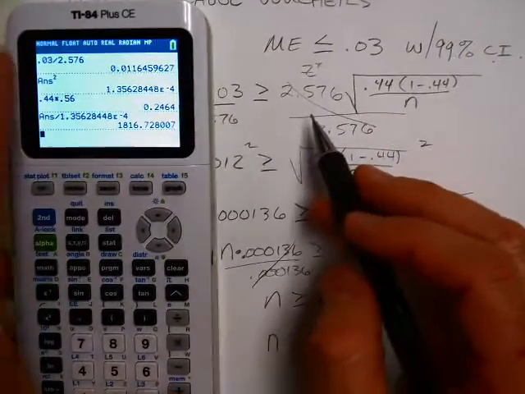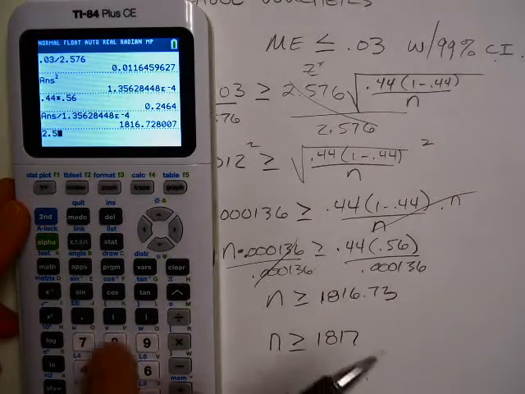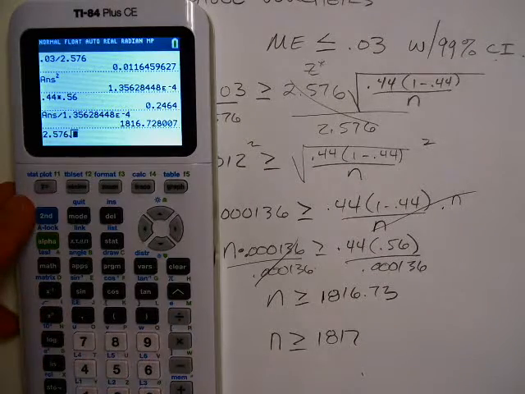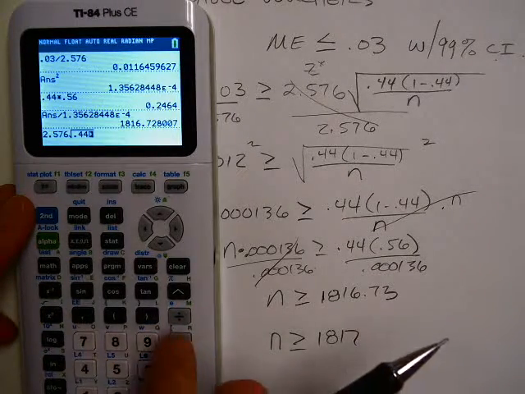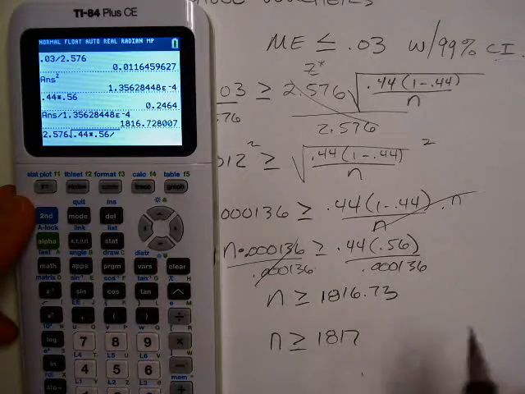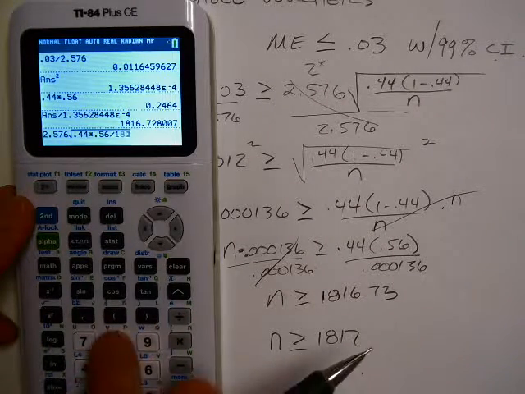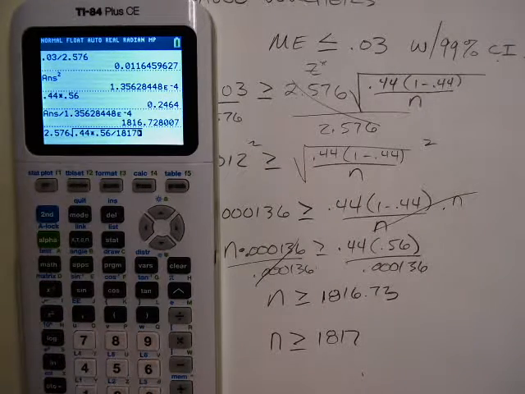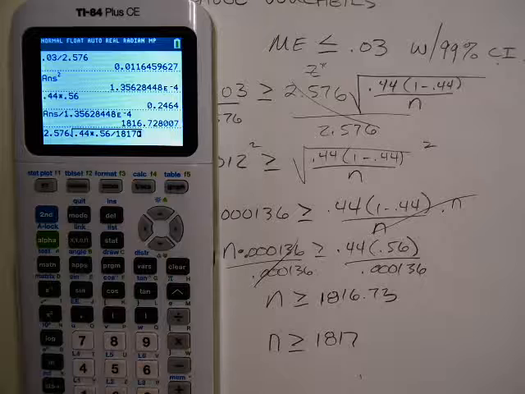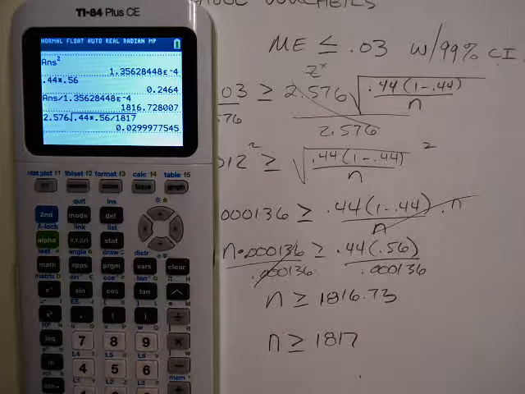So I'm going to go 2.576 times the square root of 0.44 times 0.56 divided by, what did I say, 1817? If my answer is less than 0.03, we're golden. If it's not, I need to round down. Okay? All right. Good call.